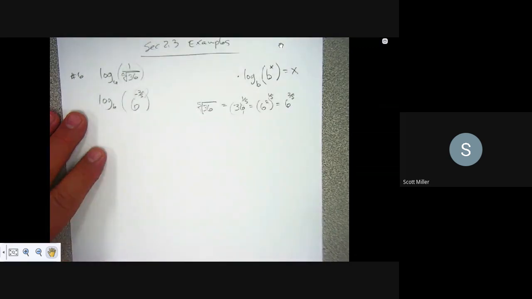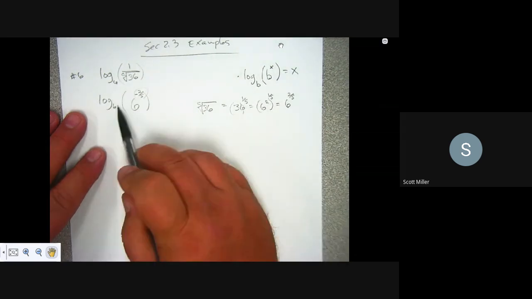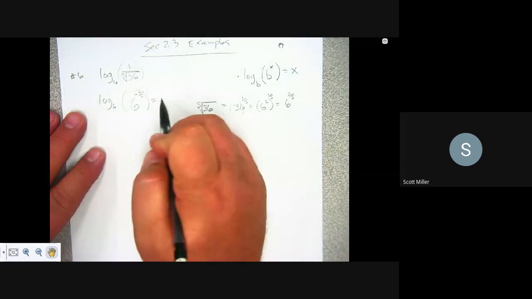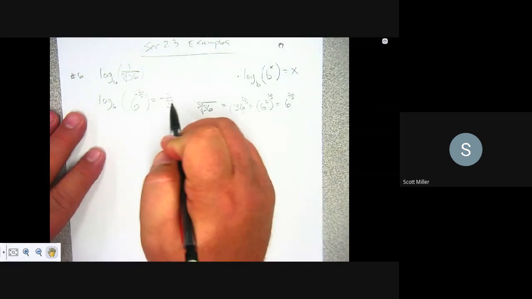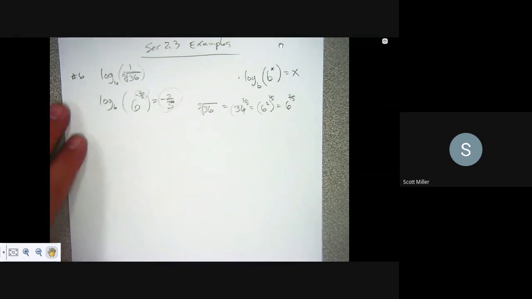Once it's in that form, I can invoke this rule, base 6, base 6. The answer is just the exponent, negative 2/5. And that would be your answer to this problem, and the thinking that goes behind it.